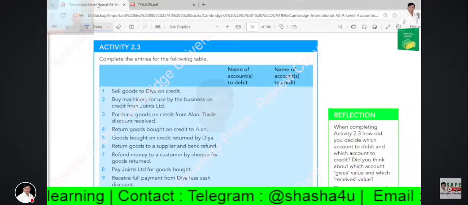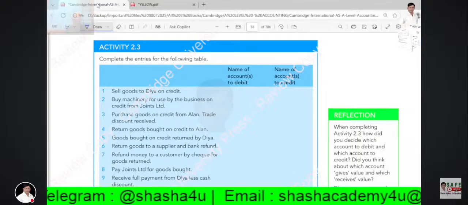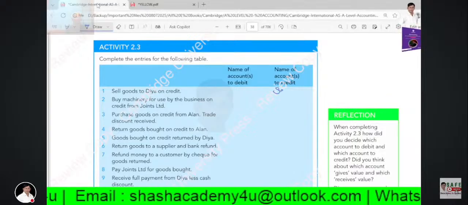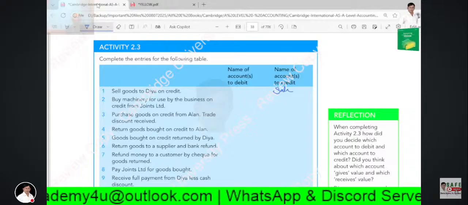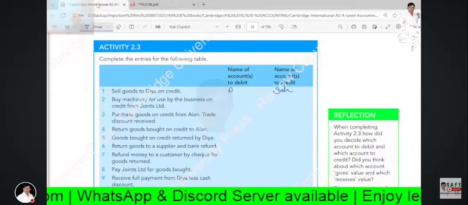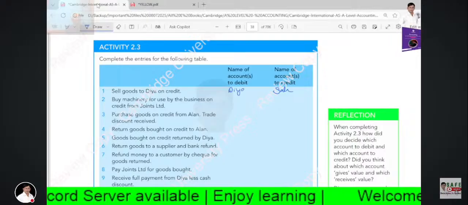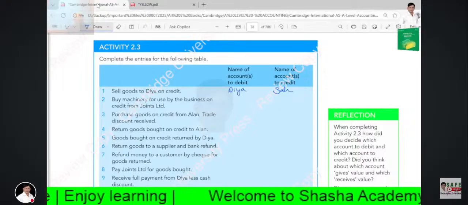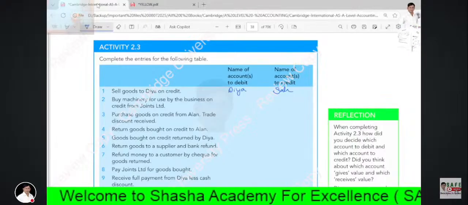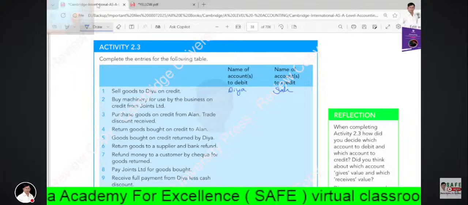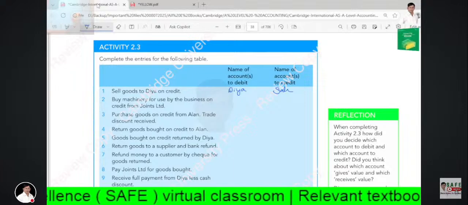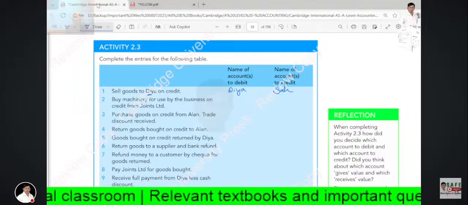Sold goods to Dia on credit. So the sales account will be credited and Dia account will be debited. Why? Because sale is an income, and we credit all incomes and gains. Dia is the receiver of the goods. When we sell, Dia has received the goods, so Dia account will be debited.